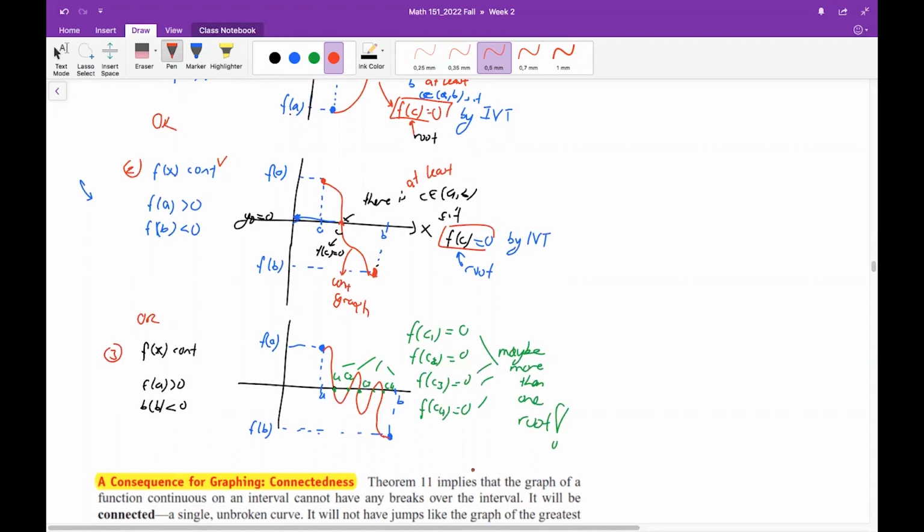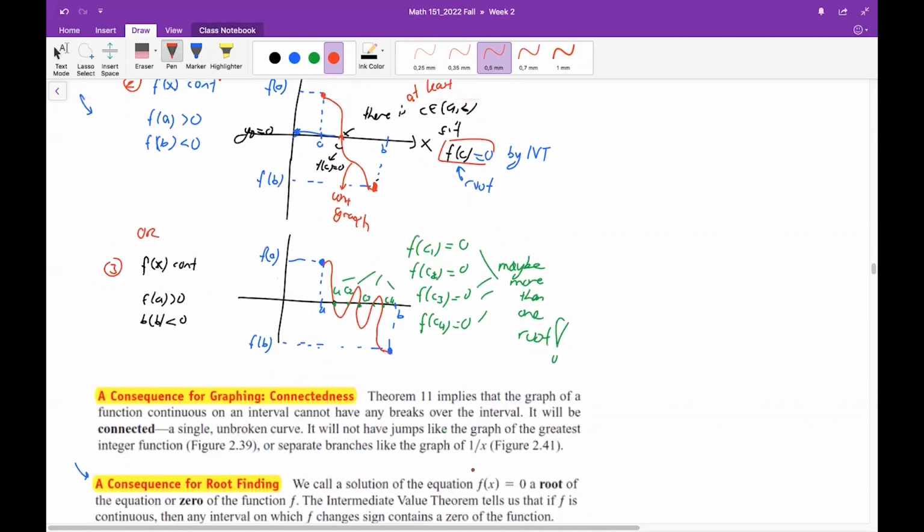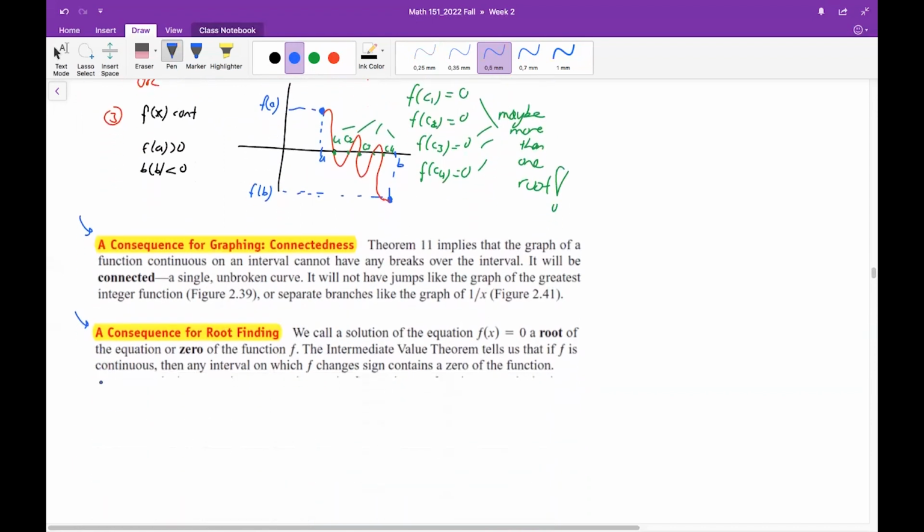And to prove that there are more than one root, you need to work harder. It is the topic of the upcoming chapters. We will cover that part later.